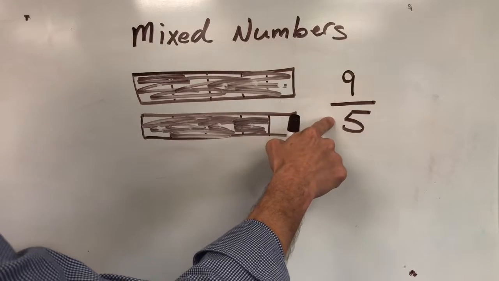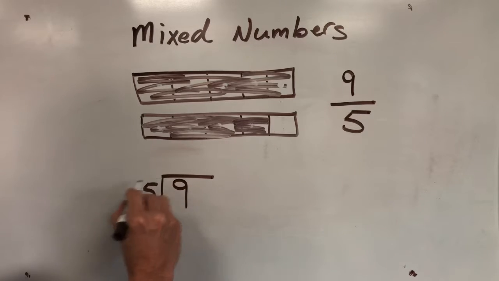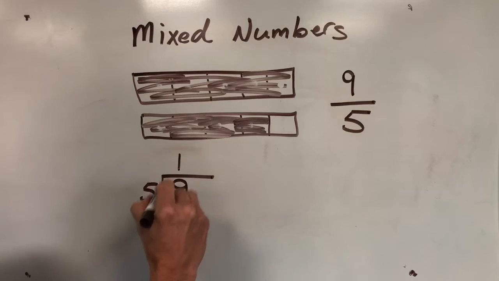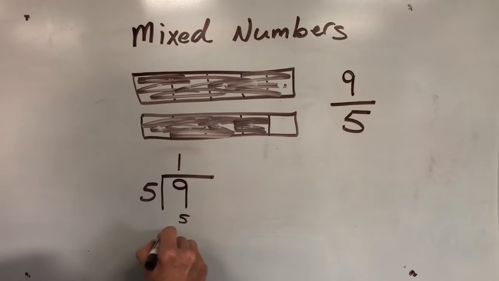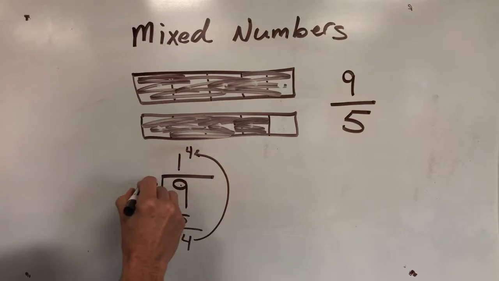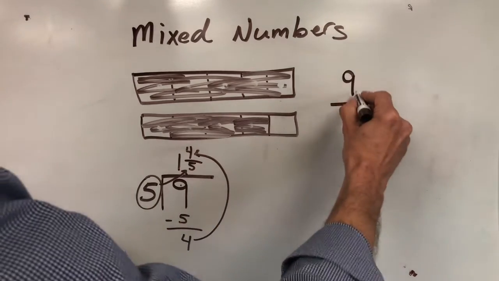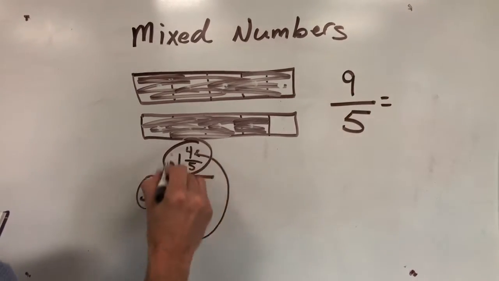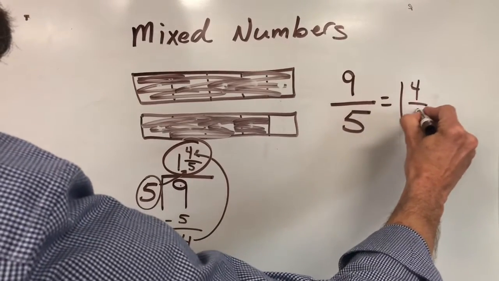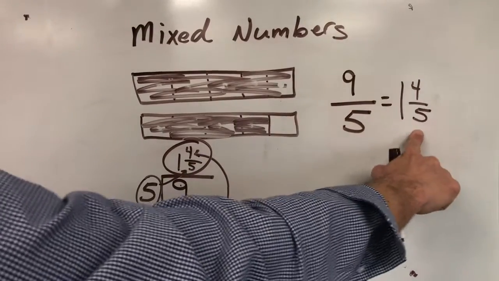Let's work this as a division problem. 9 divided by 5. 5 can go into 9 one time. 1 times 5 is 5. 9 minus 5 is 4. The 4 becomes the top part, or the numerator of the fraction, and the original 5 becomes the bottom, or the denominator. So 9/5 equals 1 4/5. That is the mixed number. It has an integer and a fraction.